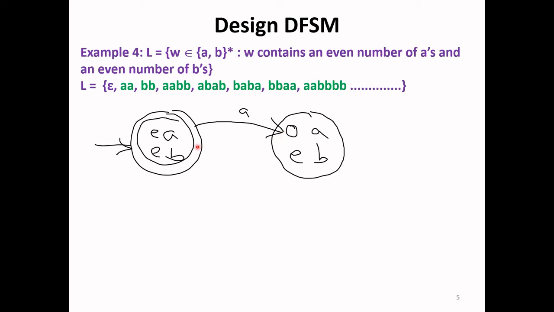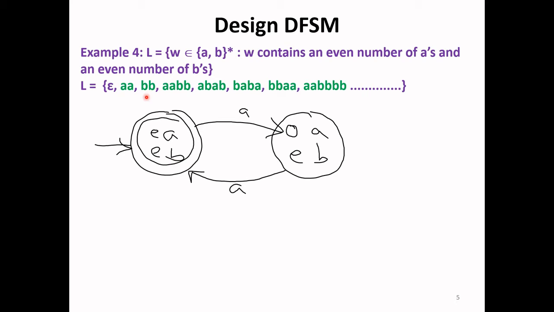So I'll take this back for A. So you can see here for string AA, first A, it is in the intermediate state as it is odd number of A's and even number of B's. For the second A, it is going back to the final state having even number of A's and even number of B's. So here number of A's are 2, number of B's are 0.